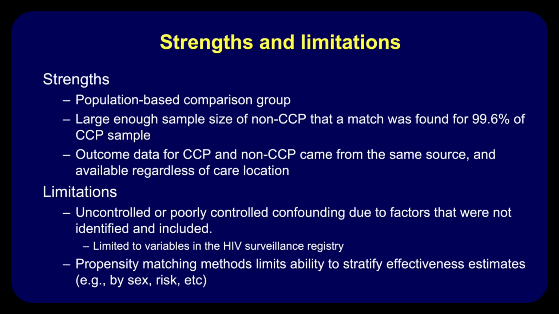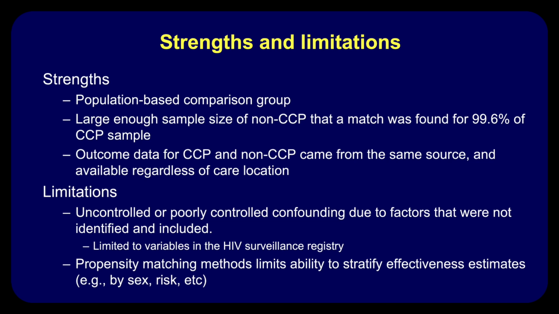So in this example, I think we can think about strengths and limitations. We had a population-based comparison group that we constructed in a purely observational study. We were able to have, luckily, through the registry, a large enough sample of people who didn't enroll in the care coordination program that we were able to match using propensity scores 99.6% of the original care coordination program sample. So through the propensity match, we didn't lose any generalizability to the larger group of people enrolling in care coordination.